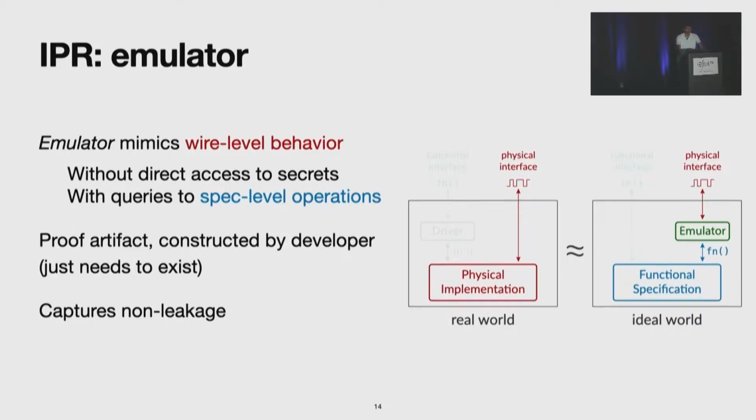And the idea is that if the real circuit has some timing behavior that you can look at, the emulator should be able to perfectly reproduce that timing behavior given only access to the spec. And this captures the idea that the circuit implementation leaks no more information than is available through the specification. The emulator is a proof artifact. As part of our proofs, we have to construct an emulator. One just needs to exist, and its existence captures non-leakage. So if one exists, the circuit doesn't leak more information than the spec.